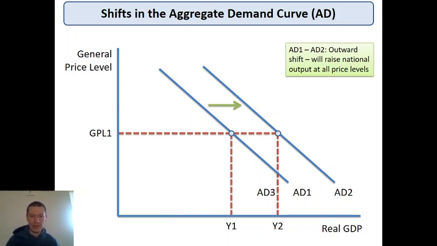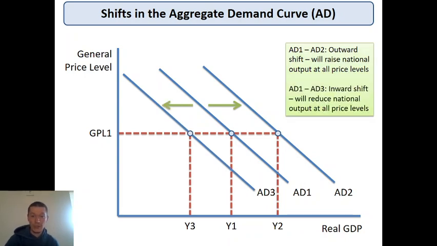So simply speaking, AD1 to AD2 is seen to be an outward shift. It's going to raise national output at all price levels. And similarly, an inward shift is AD1 to AD3. So, yeah, sorry about that.